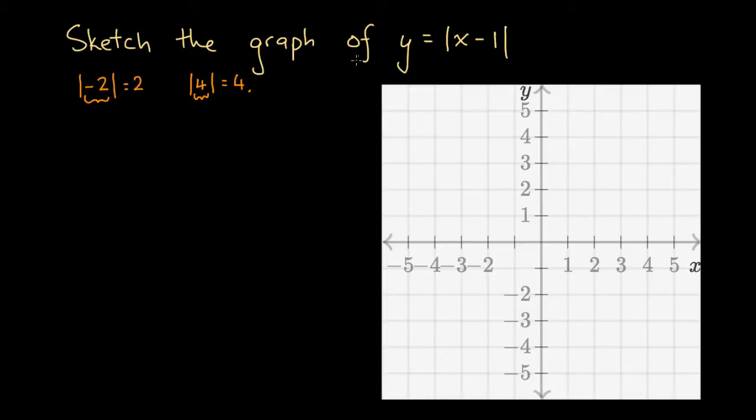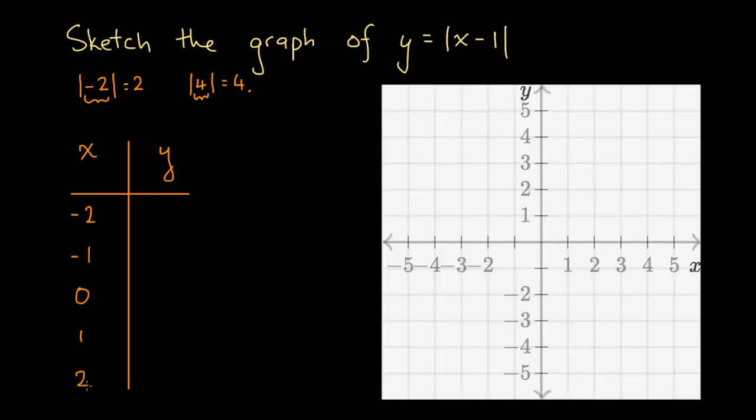Here we're asked to sketch the graph of y equals the absolute value of x minus 1. A good way to go about this is to draw up a table of values. We'll list some x values, figure out their corresponding y values, and then sketch those on the graph. Here we're going to consider x equals minus 2, minus 1, 0, 1, and 2.